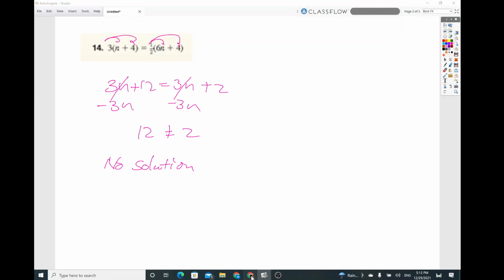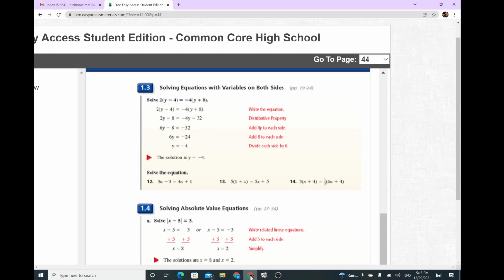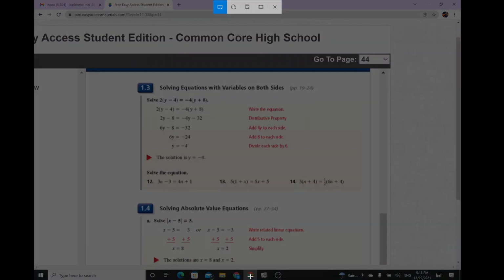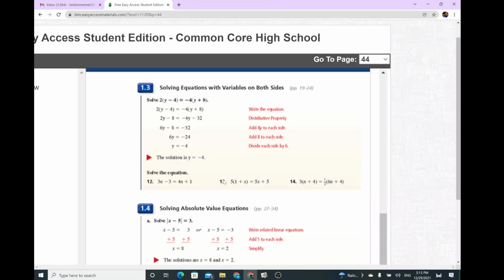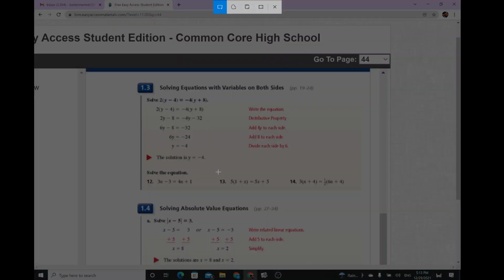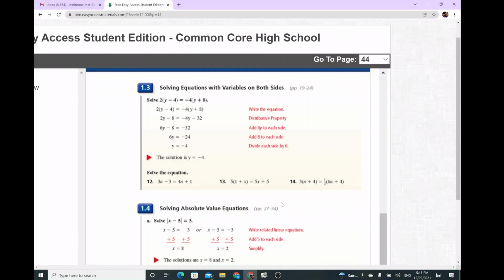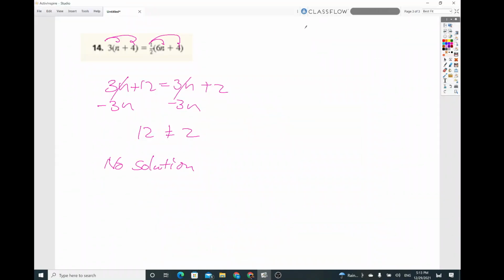But now let's do another one like this. Okay, so what about number 13? Okay, so number 13, let's see right here. Okay, so for number 14, that would be no solution.